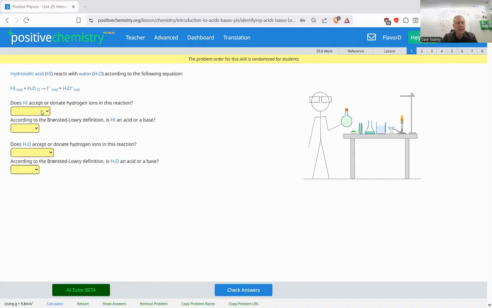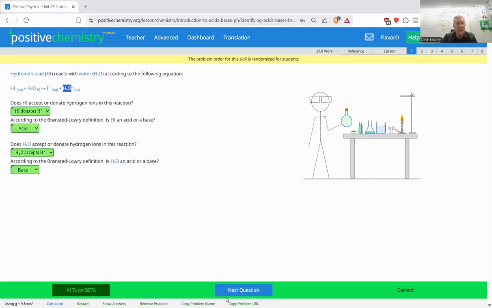This is point 8. Does HI accept or donate hydrogens? The HI goes to I minus. It lost its hydrogen. It donated the hydrogen, which makes it an acid. The H2O now is H3O plus, which means it accepted H plus, which means it is a base. And I am right.